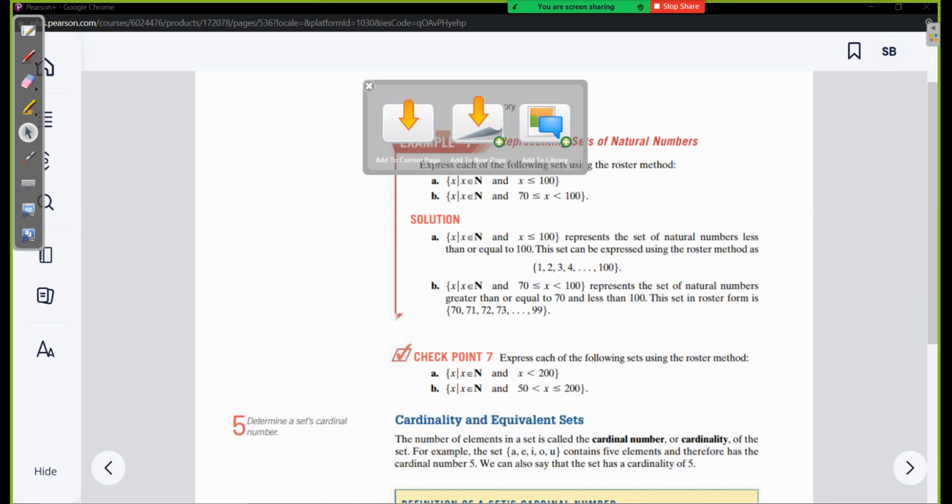New page. All righty, so example 7 reads, express each of the following sets using the roster method. So we're going to be using the roster method, so we're going to be listing them out. A reads x such that x is an element of the natural numbers. That's just normal notation. All we're saying is that we're dealing with natural numbers.